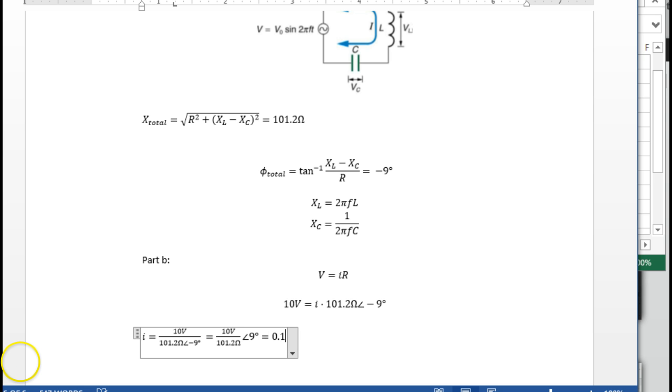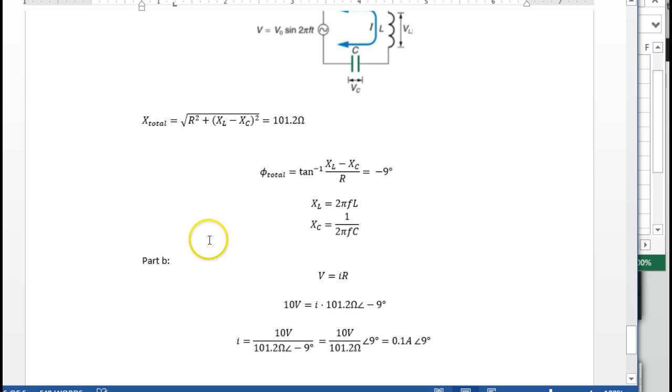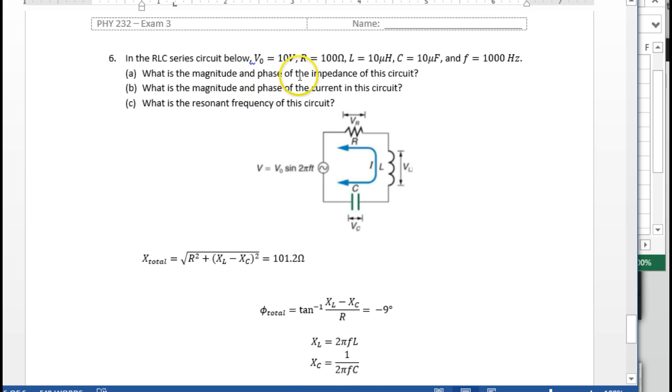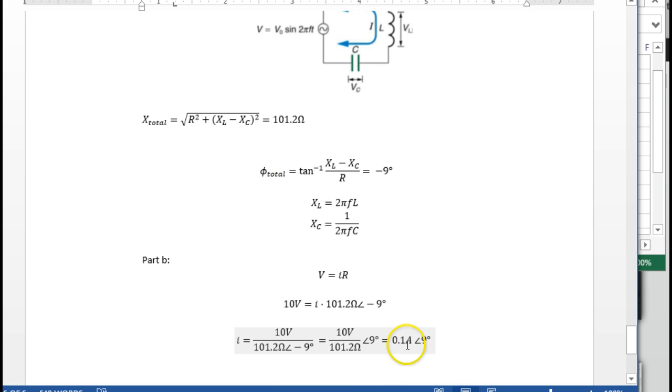So 0.1 amps at 9 degrees is the answer to part C, magnitude and phase of the current, right? Current 0.1 amps at 9 degrees.